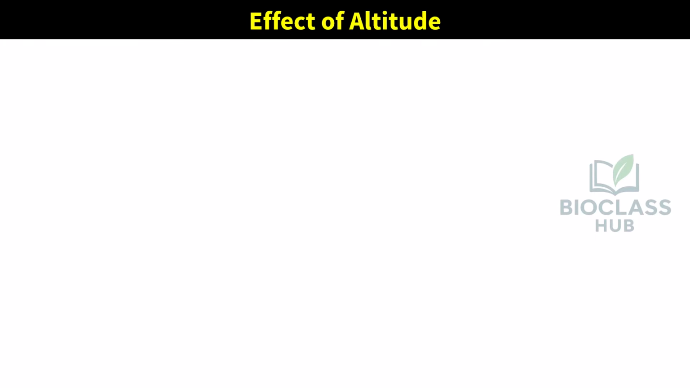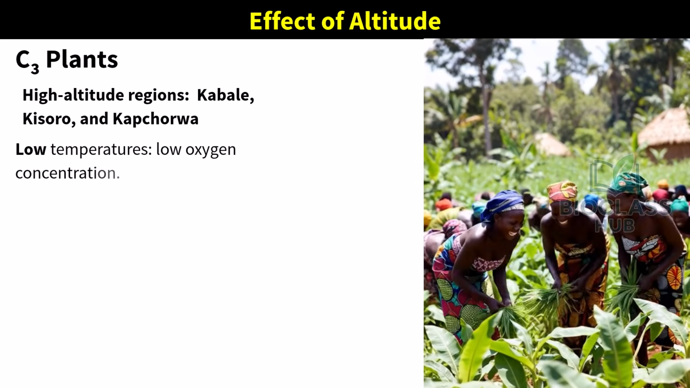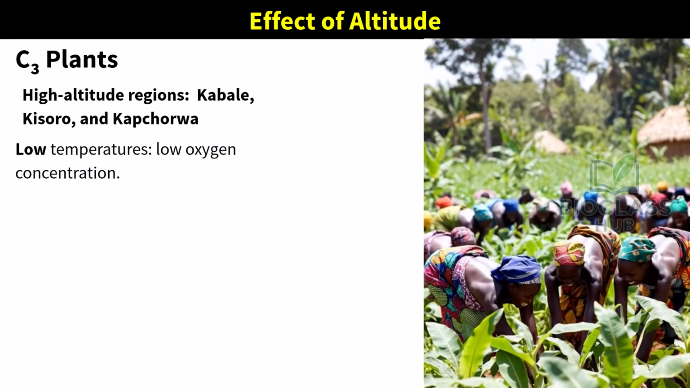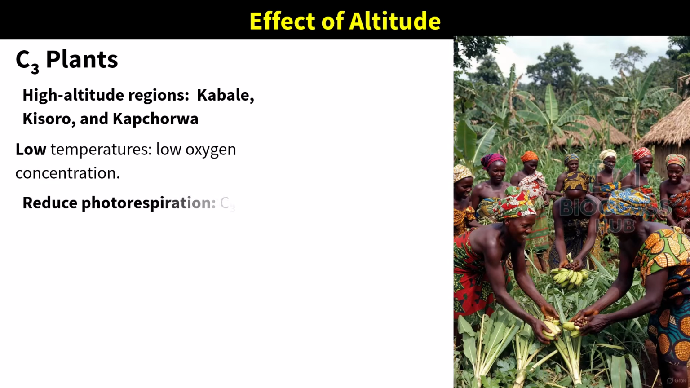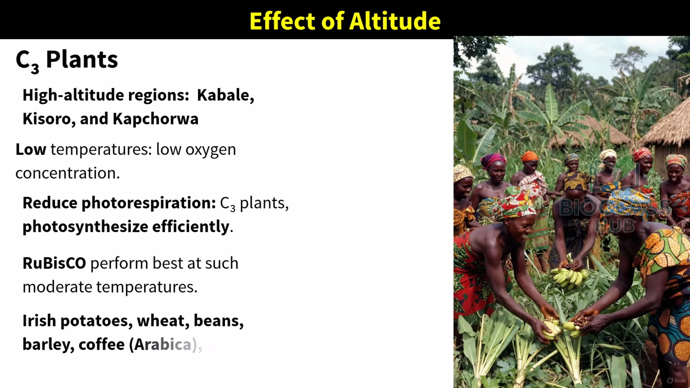Effect of altitude on the abundance of C3 and C4 plants. C3 plants. In high-altitude regions of Uganda, such as Kabale, Kisoro, and Kapchorwa, temperatures are low and oxygen concentration is slightly reduced. These cool conditions reduce photorespiration, allowing C3 plants to photosynthesize efficiently. Enzymes like Rubisco perform best at such moderate temperatures. Result: C3 plants are more efficient in the highland regions of Uganda.